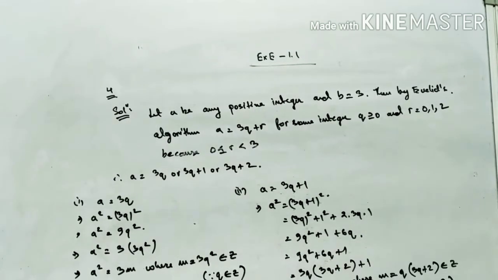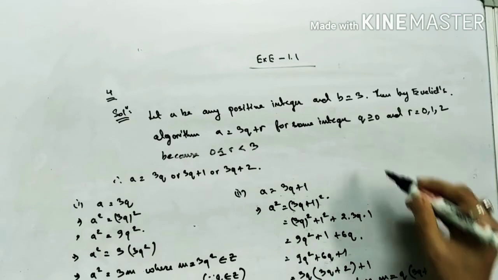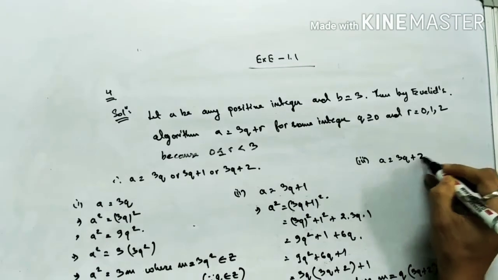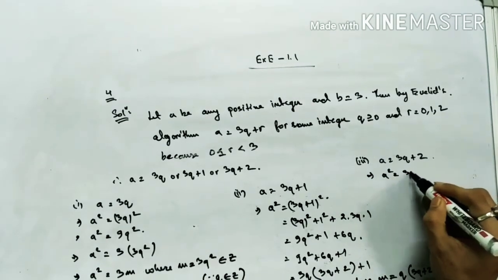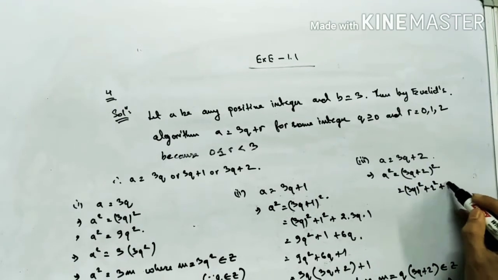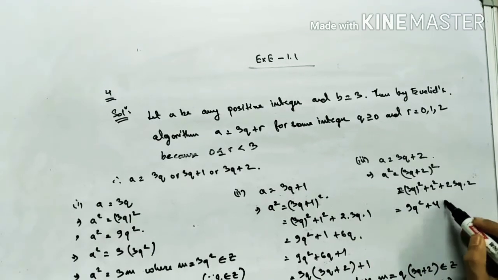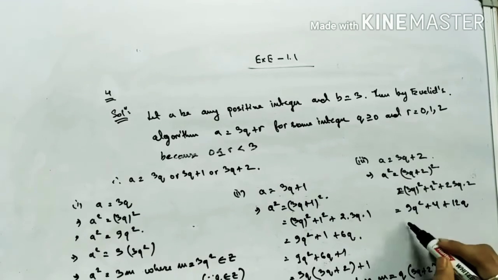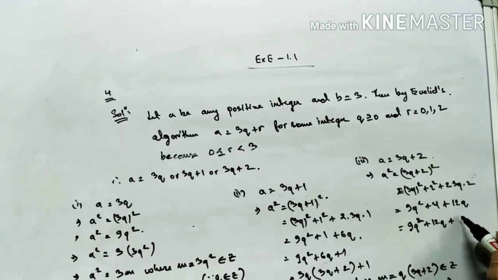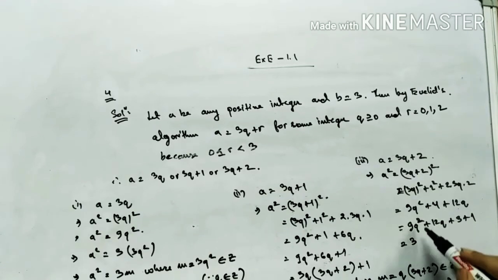And the last, the third one, when a is equal to 3q plus 2. Again squaring both sides, 3q plus 2 the whole square is equal to 3q the whole square plus 2 square plus 2 into 3q into 2. So this is equal to 9q square plus 4 plus 12q, which I can write as 9q square plus 12q plus 4, or 3 times something plus 1. From here I will take 3 common.